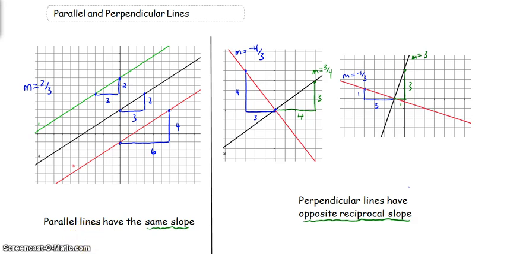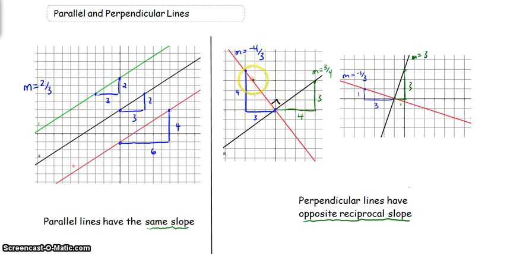Perpendicular lines form a right angle. They create a 90-degree angle between each other. When we calculate the slope of the red line, 4 over 3. We calculate the slope of the black line, 3 over 4. They are reciprocals to each other.